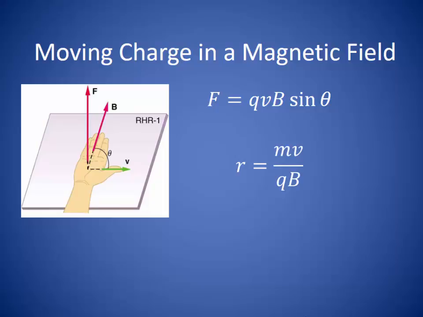So a magnetic field exerts a force on a charge q moving with some velocity v through a magnetic field B. The direction of the force is perpendicular to both the magnetic field and the velocity of the charge, and can be visualized using a right-hand rule. The charge will move in a circular path with a radius equal to the mass times the velocity divided by the charge and magnitude of the magnetic field.